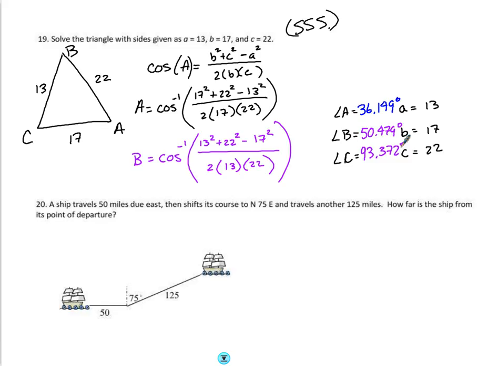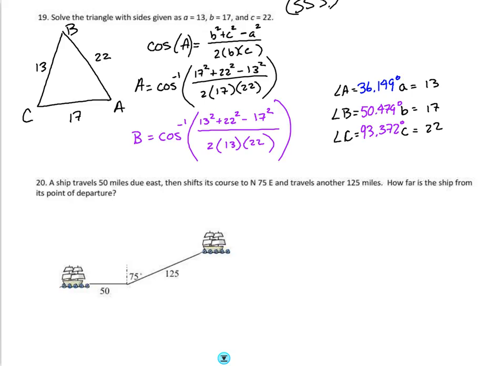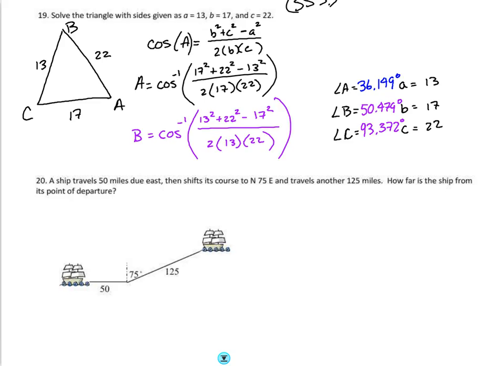Here's our bearing problem from our homework. Not as challenging. For some reason, it's a little easier. So a ship travels 50 miles due east. So maybe it would have been helpful if they said the plane was taking off due north and it turned 40 degrees, but whatever. Here, I'm traveling due east.